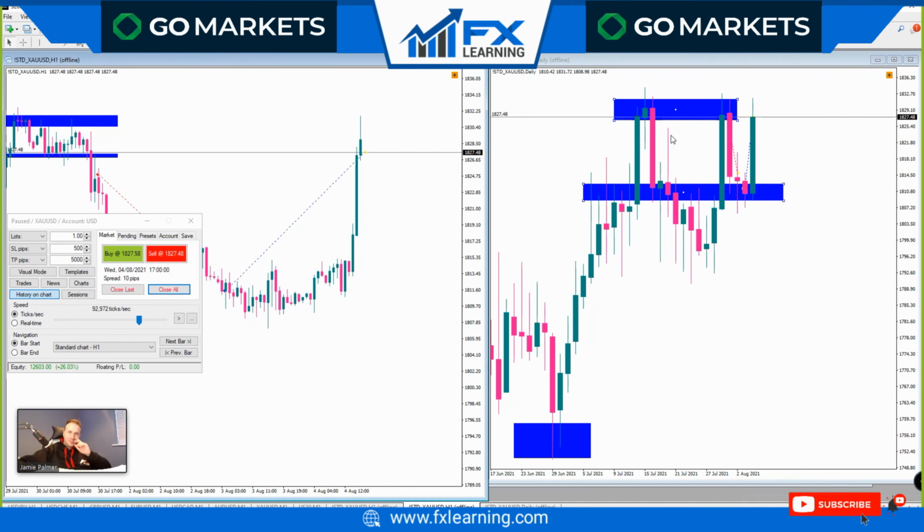Okay, now this isn't manipulation. This is just, to me, common sense. You see how we tap in at this level, right? Now what I want to see is, do we break this high or do we break this low? One of the two is going to happen. If we break to the upside, we go up, so we look for buys. If it's coming down, we look for sells. Yeah, makes sense, doesn't it? Right, so let's see what happens.